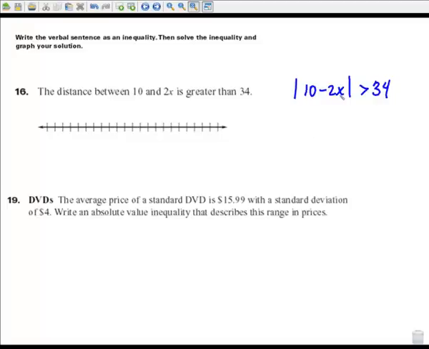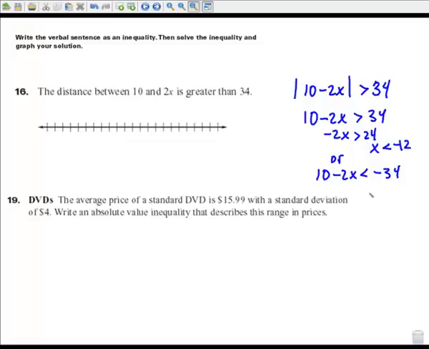So now I need to go ahead, it's ready to go. This is an OR statement, so I can take off the brackets. 10 minus 2x is greater than 34, or 10 minus 2x is less than negative 34. When I solve this, I'll subtract 10, so I get negative 2x is greater than 24. Divide by negative 2, and first I get x is less than negative 12.